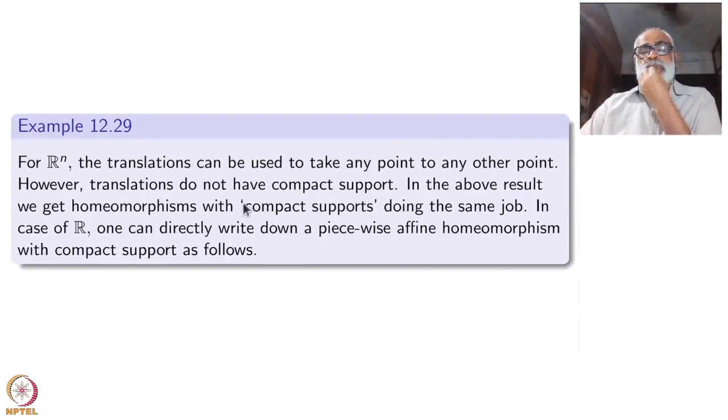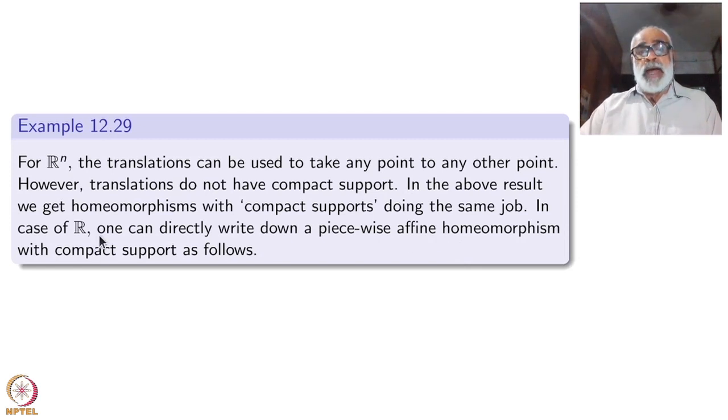Here is an example. For R^n, the translations can be used to take any point to any other point. If you have v and another vector u, translation by u minus v will take v to u. But translations do not have compact support, right? They will translate everything, or they will not translate anything, that's the identity. In the above result, we get homeomorphisms with compact supports doing the same job. There is no assumption; of course it's true for R^n also, for any manifold.